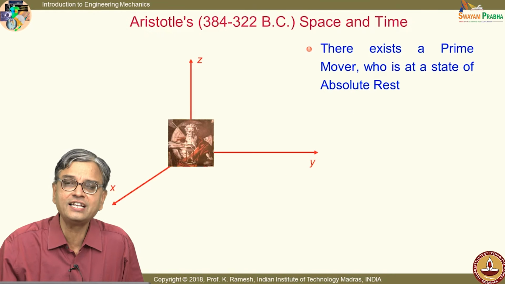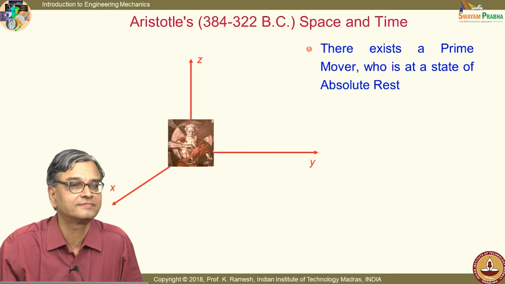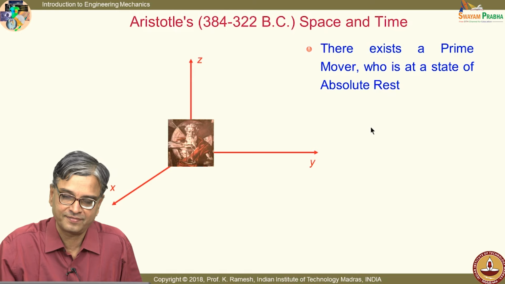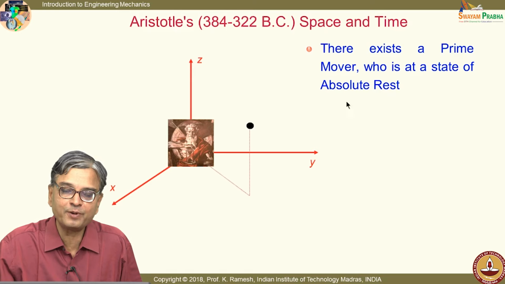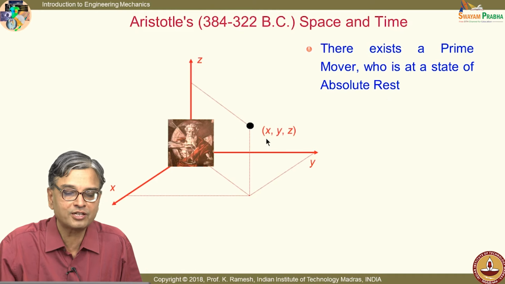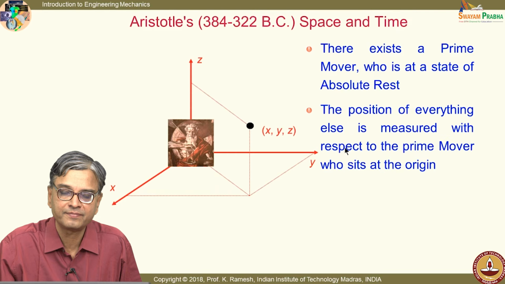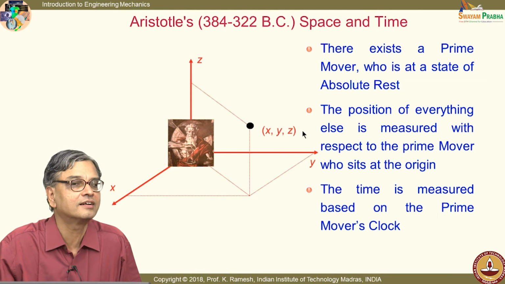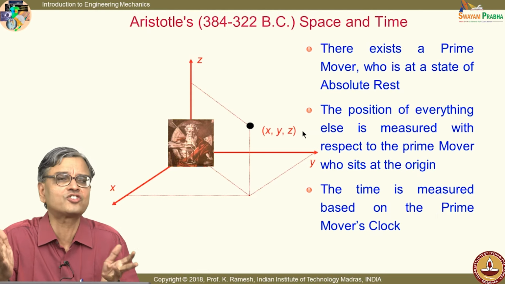What did he say about the frame of reference? There exists a prime mover which is at a state of absolute rest, and with respect to this state of absolute rest, you have to measure whatever coordinate system that you have. And the prime mover also had a clock. You see this old clock that he has. The time is measured based on the prime mover's clock. Very convenient to get started.